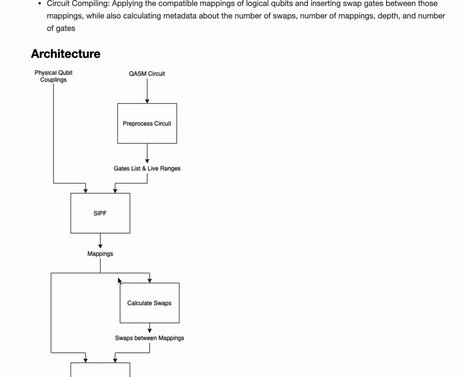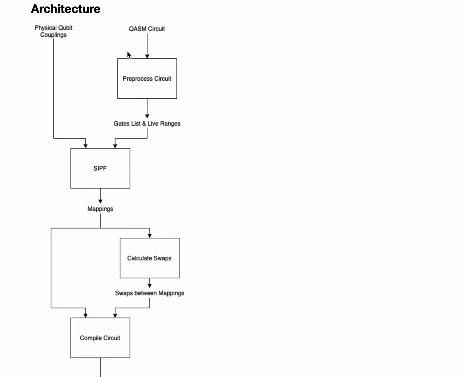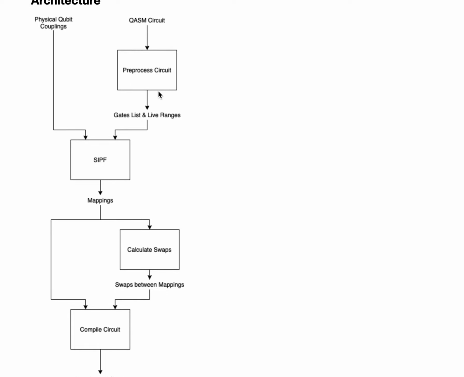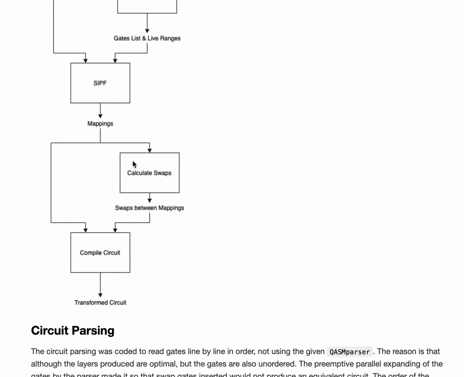So this is basically the architecture. As you can see, there are the 2 inputs there, and it'll go through the pre-processing, which I will talk about very soon. Then it'll go through the SIPF, which will find all the mappings. And once you find all the mappings, you calculate the swaps and use those to compile the circuit.